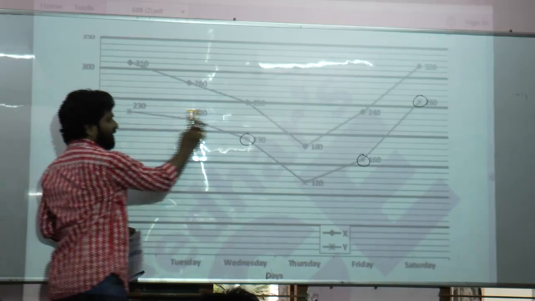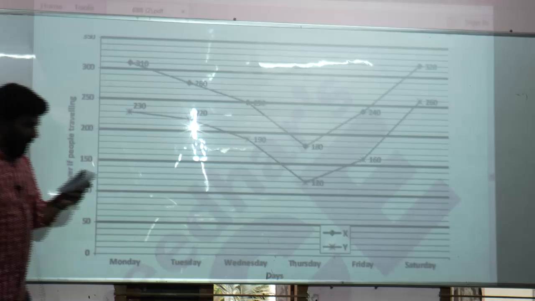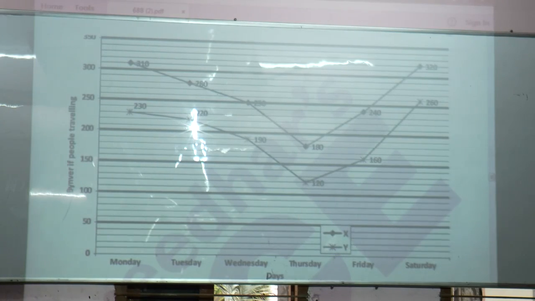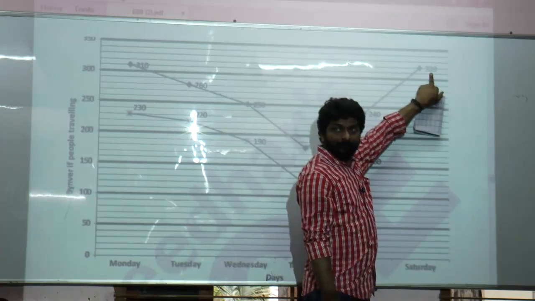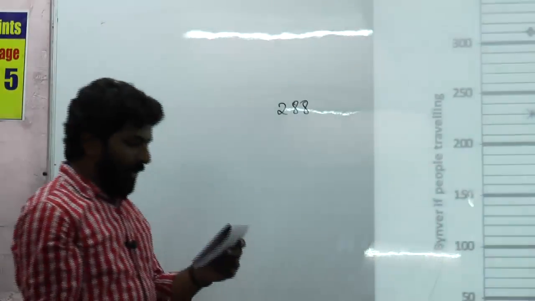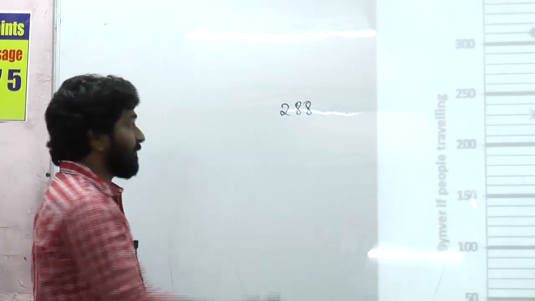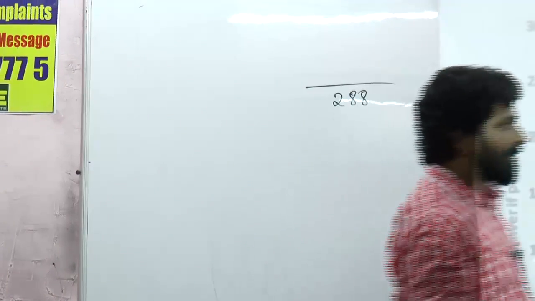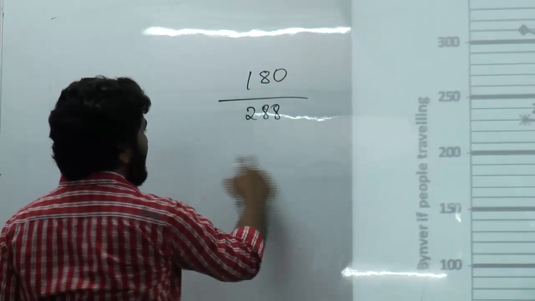In train X, on Saturday, how many travellers were there? X is diamond. This is 320, right? And on Sunday that is 10% less. 320 minus 32, 288. 288 travellers were there on Sunday. We asked about ratio between travellers on Thursday to Sunday. Thursday, in same train, we have 180 people. So that is 180 by 288.